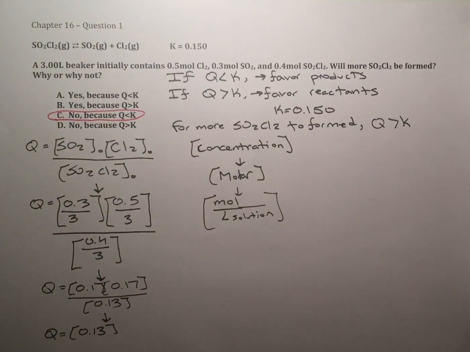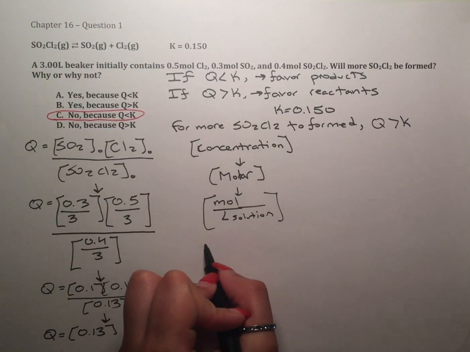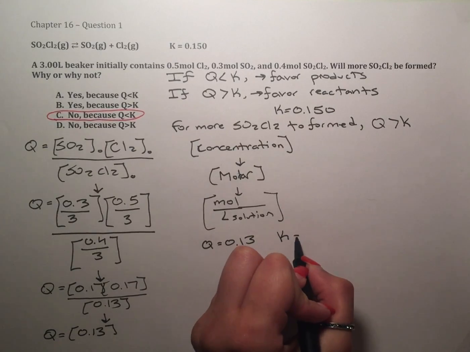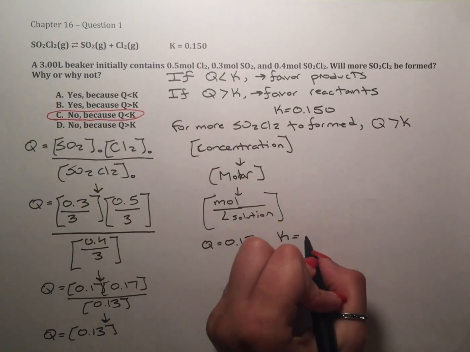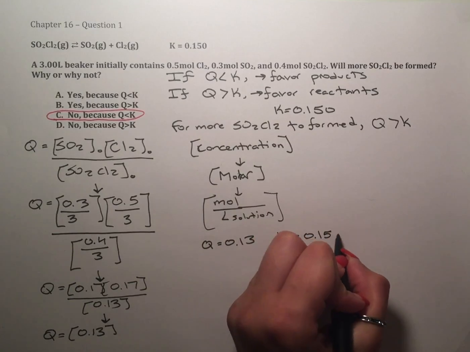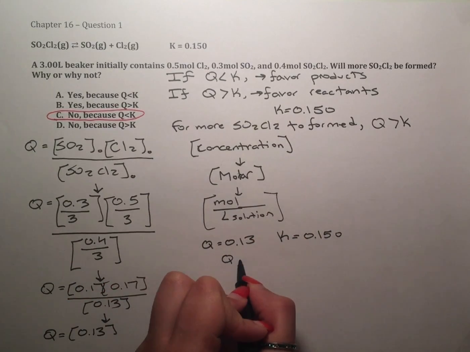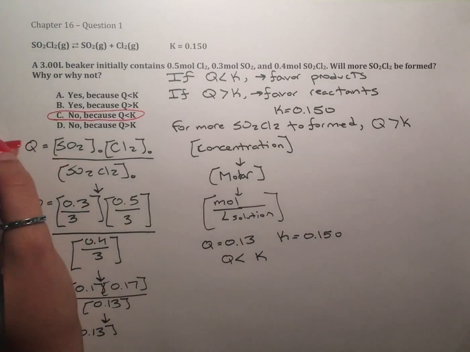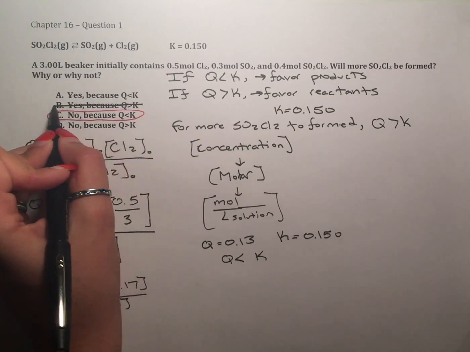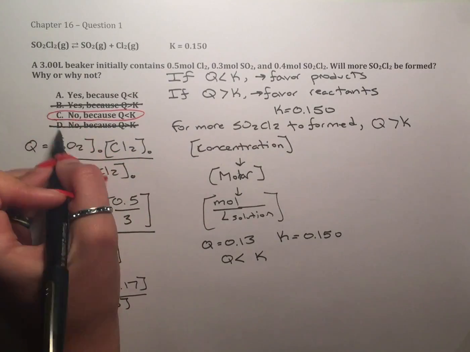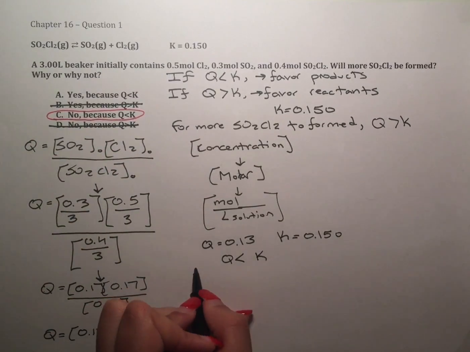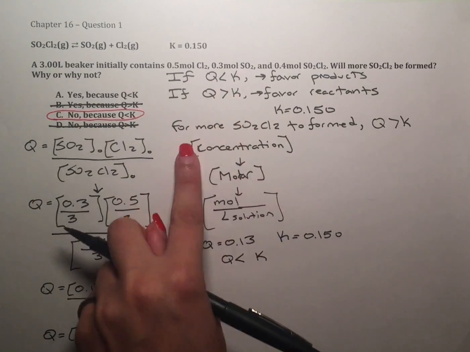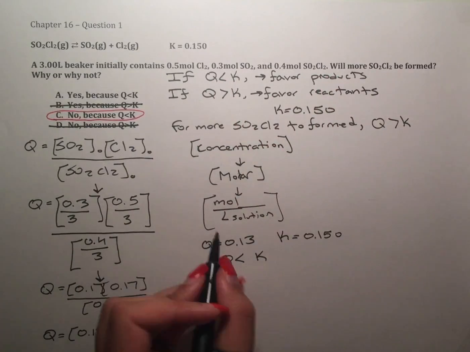Okay, so now what we have established is that Q equals 0.13 and K, which we were given, is 0.150. So we know that Q is less than K. So off the bat, we can just cross out anything that says Q is greater than K. So we know that B and D are wrong. Okay, and if Q is less than K, we are going to favor the products.